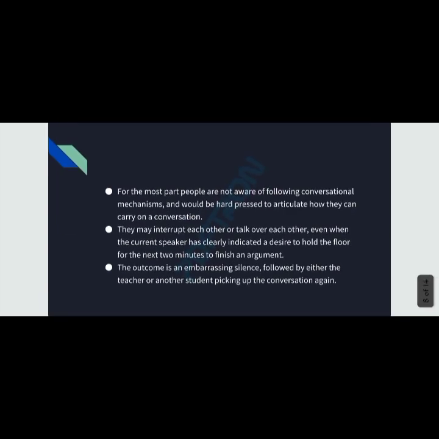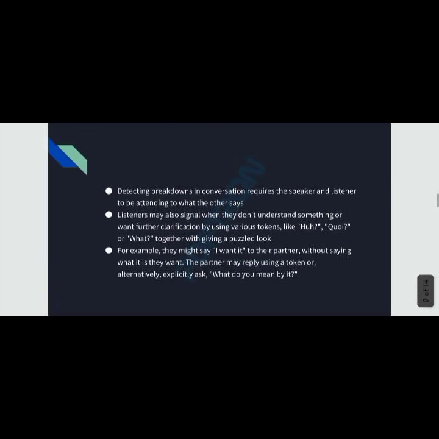So for the most part, people are not aware of following conversational mechanisms and would be hard pressed to articulate how they carry on a conversation. They may interrupt each other or talk over each other even when the current speaker has clearly indicated a desire to hold the floor for the next 2 minutes to finish an argument. The outcome is an embarrassing silence followed by either the teacher or another student picking up the conversation again.